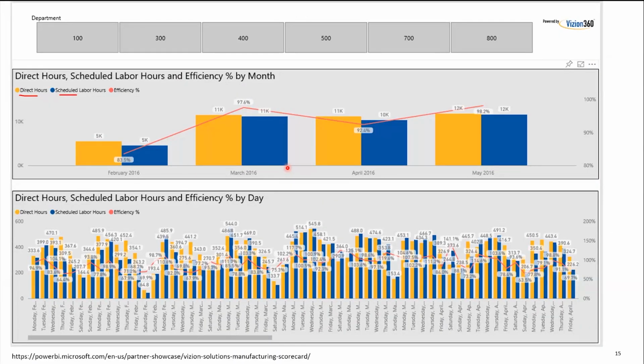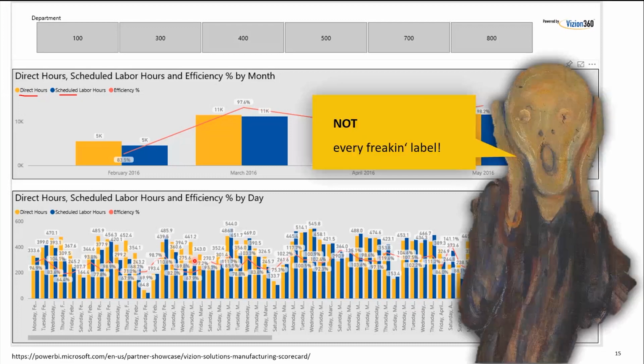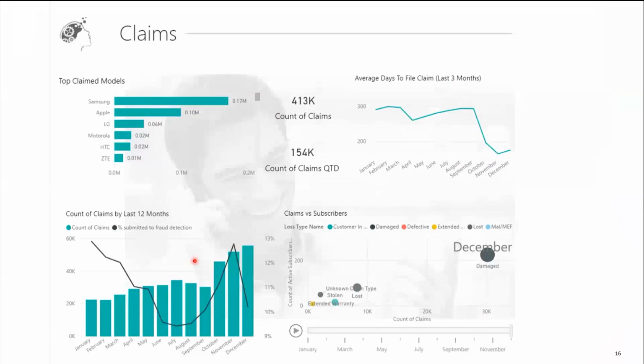And then the last example, here clearly there are just way too many labels. So the labels, of course, can overlap. It's not easy to decide which labels you want to display or not. So in this case, just probably not every freaking label. So this is a typical example. Next thing with the labels.